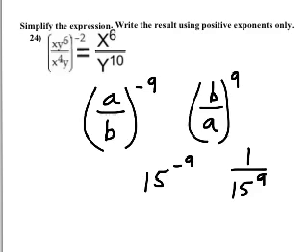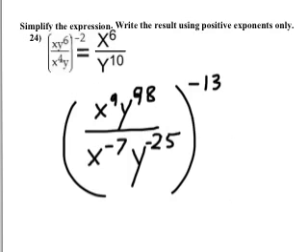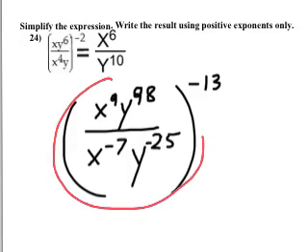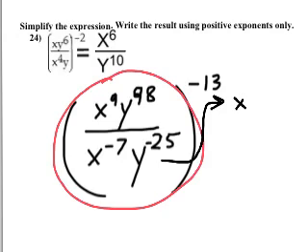We'll put a whole bunch of stuff inside. Let's say we had this, x to the 9th, y to the 98th power, over x to the negative 7th, y to the negative 25th. And all of that was to the negative 13th power. Well, this whole thing is the base. The reciprocal of the base would let us turn that power into a positive power. So we'll put the stuff that's on the bottom on the top. We're not changing it, we're just turning it over.